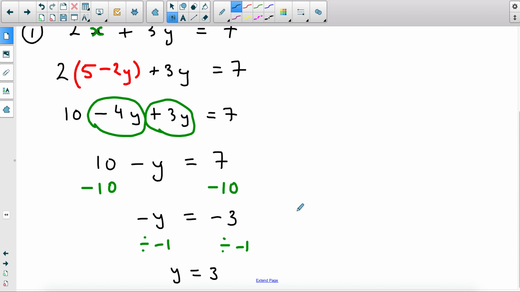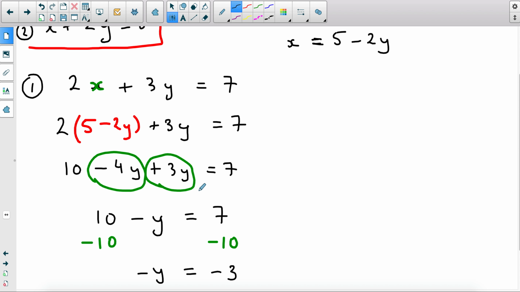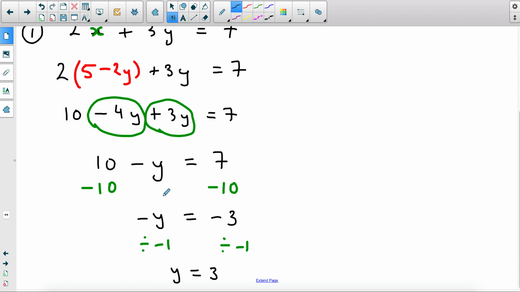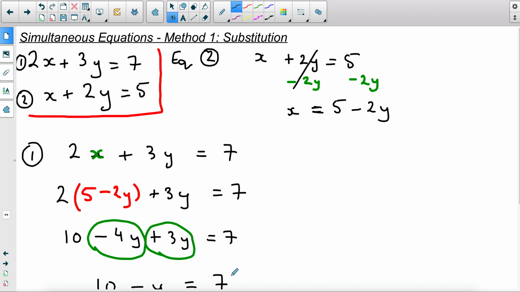So now that I've used the substitution method, notice that when we substituted the 5 minus 2y instead of the x, we completely reduced our expression from 2 unknowns to 1 unknown only. So we were able to solve it easily because we do know how to solve expressions with 1 unknown. So at the end, we're left with y equals 3. Well, now that I know the value of 1 unknown, I can easily find the value of the other.